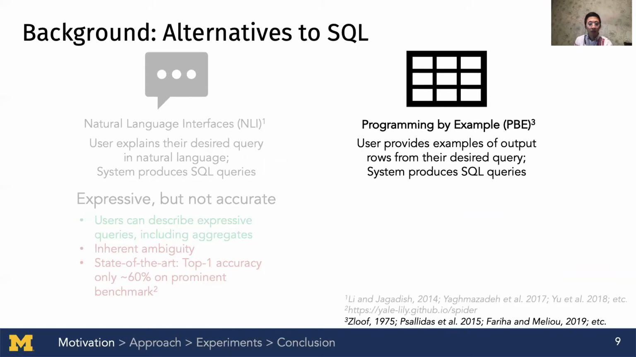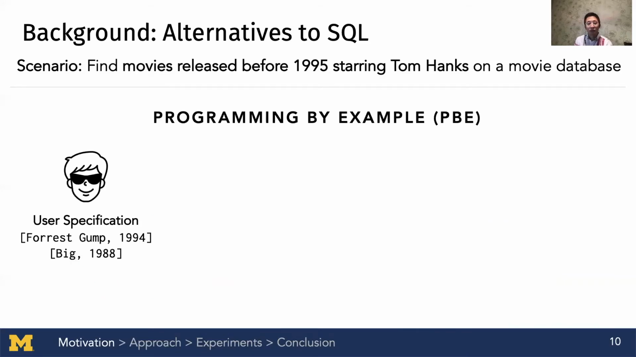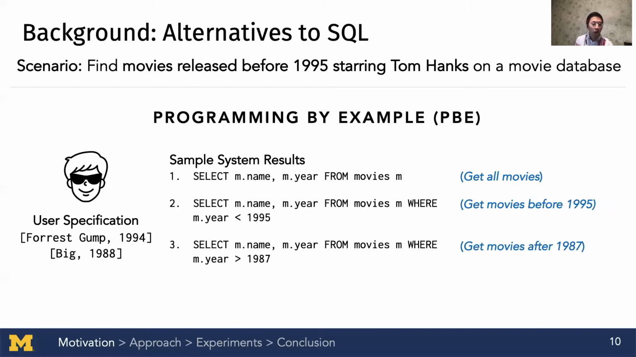Secondly, we have the PBE approach, where the user provides examples of output rows from the desired query. Going back to our Tom Hanks example, let's say that the user provided two examples of movies released before 1995, Forrest Gump and Big, along with their corresponding years. The system might produce the following results, and all of these are valid because they satisfy the input specification.